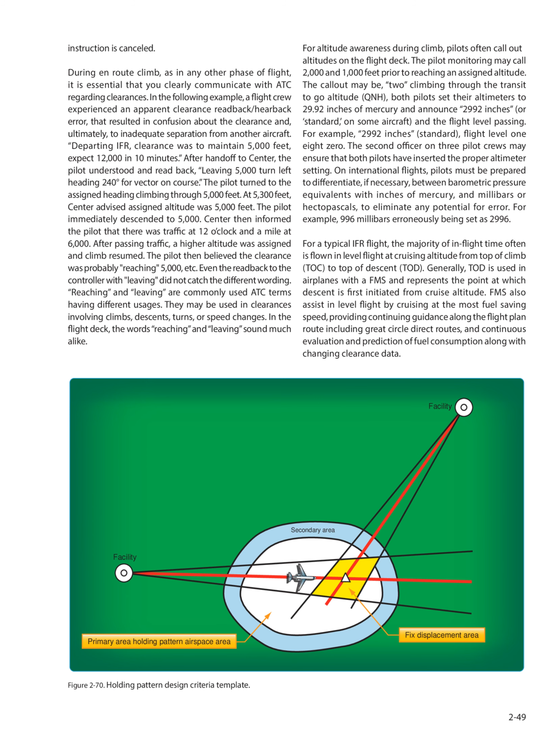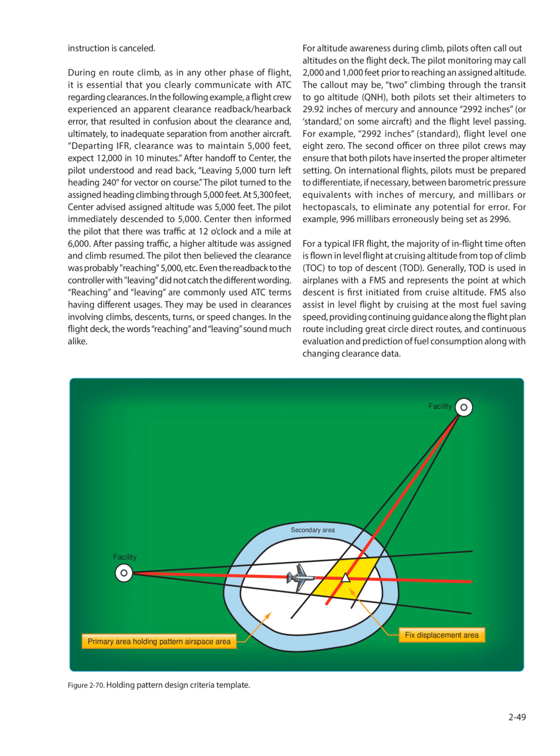Departing IFR, clearance was to maintain 5,000 feet, expect 12,000 in 10 minutes. After handoff to center, the pilot understood and read back, leaving 5,000 turn left heading 240 degrees for vector on course. The pilot turned to the assigned heading climbing through 5,000 feet. At 5,300 feet, center advised assigned altitude was 5,000 feet. The pilot immediately descended to 5,000. Center then informed the pilot that there was traffic at 12 o'clock and a mile at 6,000. After passing traffic, a higher altitude was assigned and climb resumed.